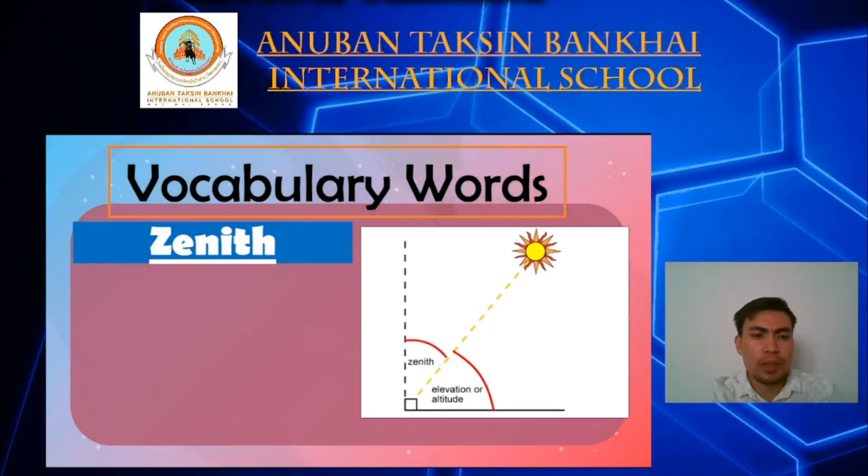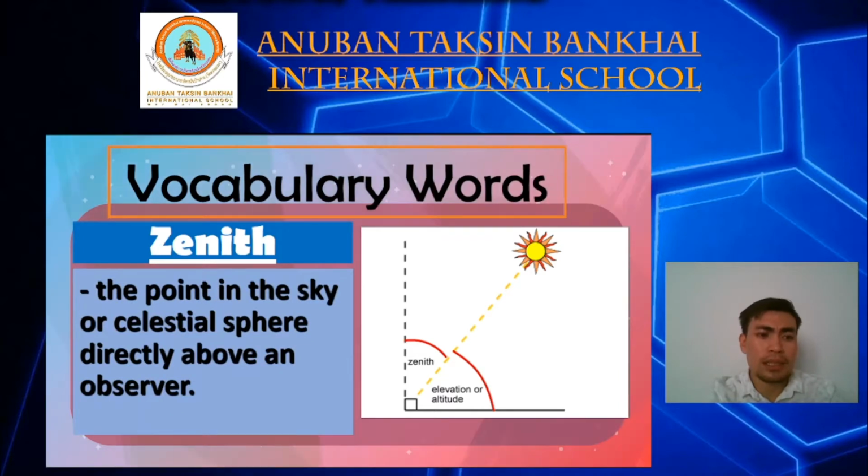The next word here is zenith. Zenith is the point in the sky or celestial sphere directly above an observer. For example, the sun. Since a sun is a star, during lunchtime, the sun is right above us, directly overhead to us. So that means that the sun is in the zenith point, directly overhead.